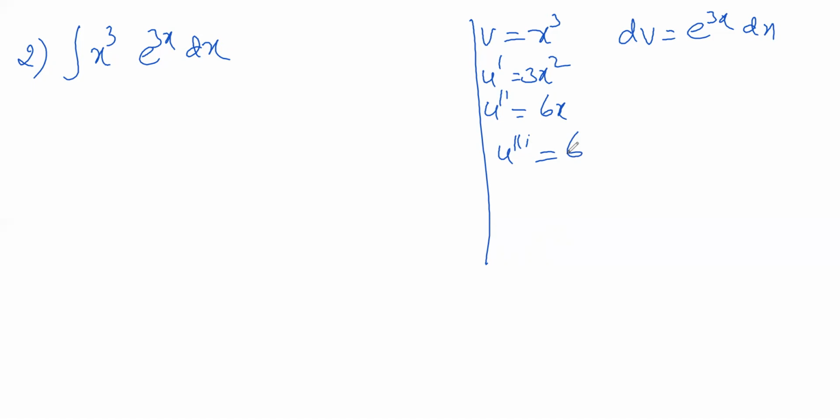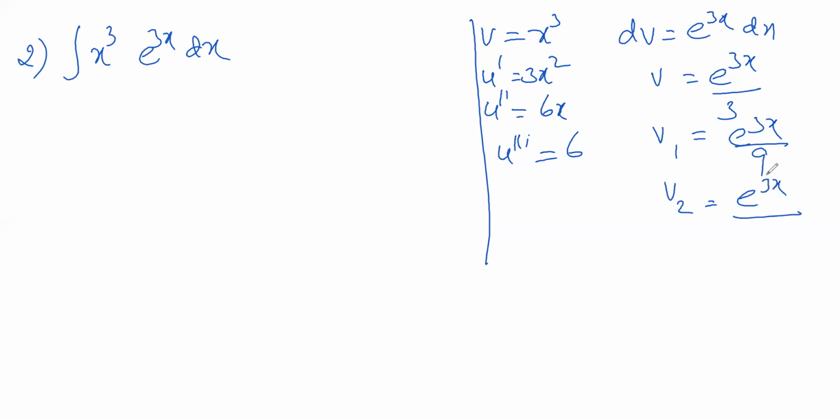Now coming to integration. So v is equal to e power 3x, right? And then v1 is equal to what? Say e power 3x by 9. Yes. Then next, v2. What is v2? e power 3x by 3. Already we are having 9. 9 into 3 what? 27. Now v3. v3 is equal to e power 3x by 3 into 27. 3 into 27 is what?